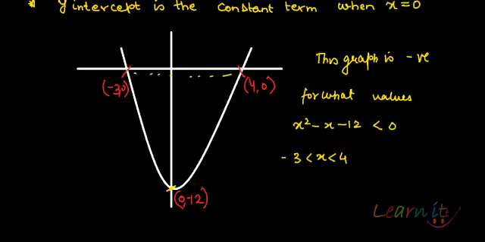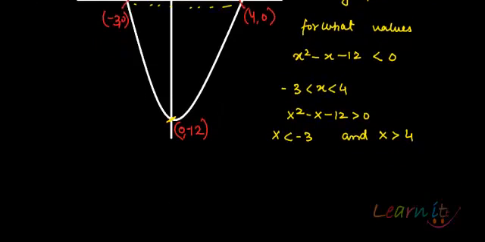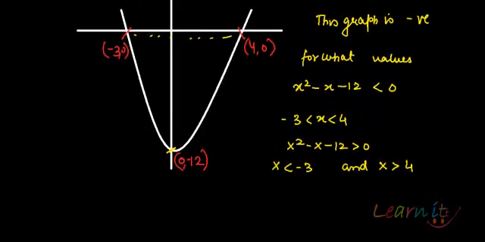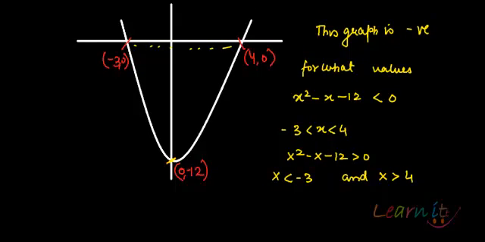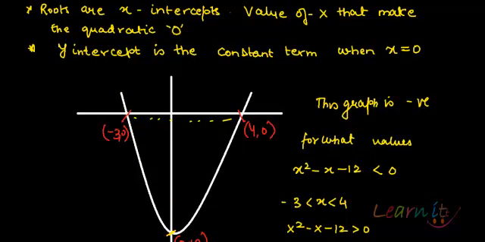And this quadratic will be greater than 0 when x is less than minus 3 or x is greater than 4. So yeah, either it is less than minus 3 or it is strictly greater than 4. Okay, so that is how you can look into the graph and see how your roots will behave and what inequalities x will satisfy.